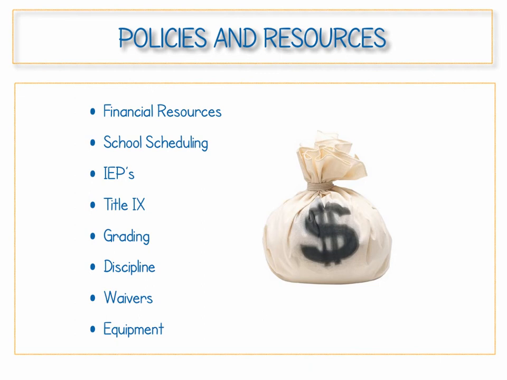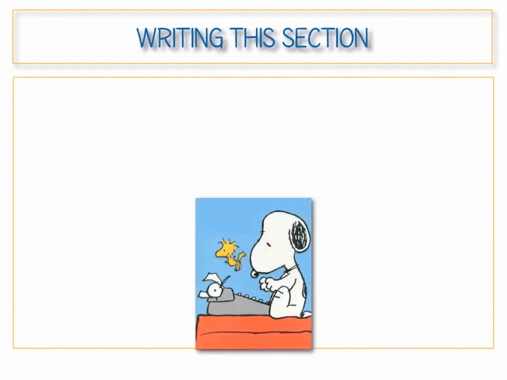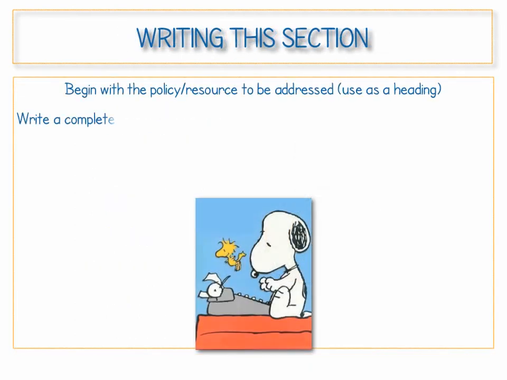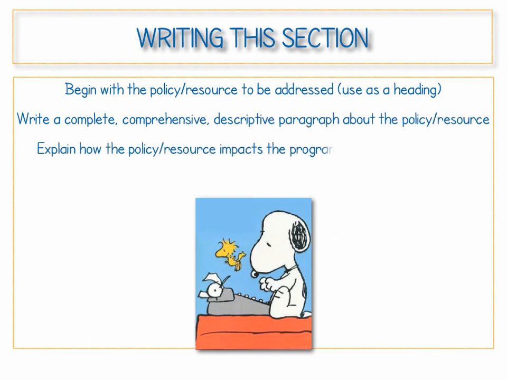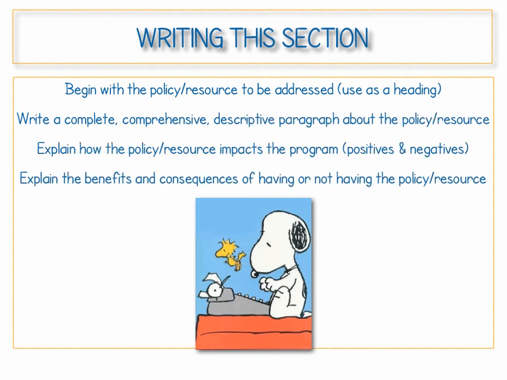So when you complete this section, the way it should be written and completed is to first identify the program, and this should be used as a heading for your paragraph to follow, and be sure you adhere to the APA guidelines for this section, which means centering your heading and putting it in bold print. In the paragraph, provide a clear, complete, and comprehensive description or explanation of the policy or resource, what it is, and how it specifically impacts your program.